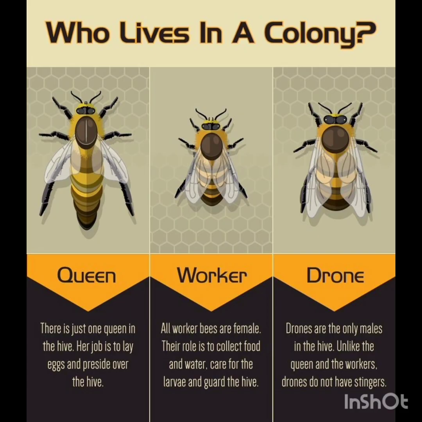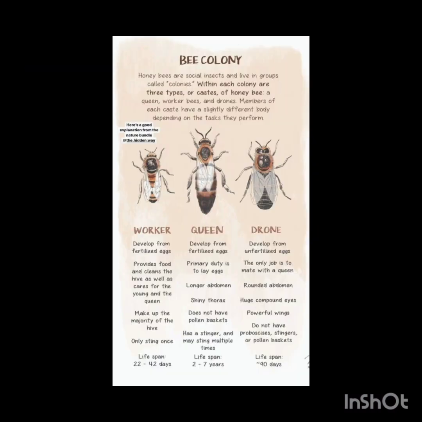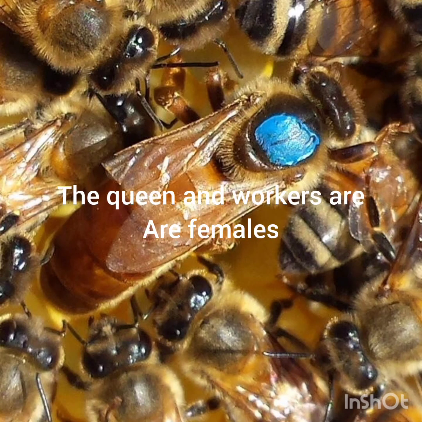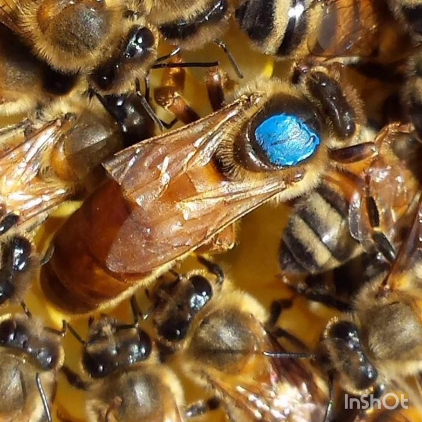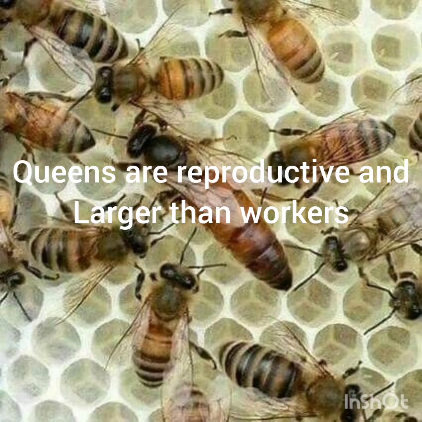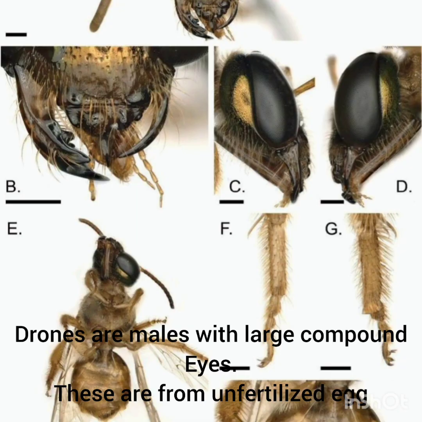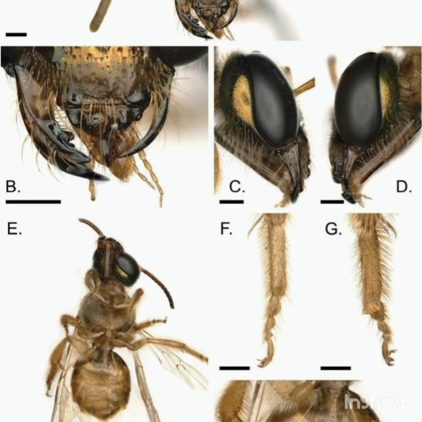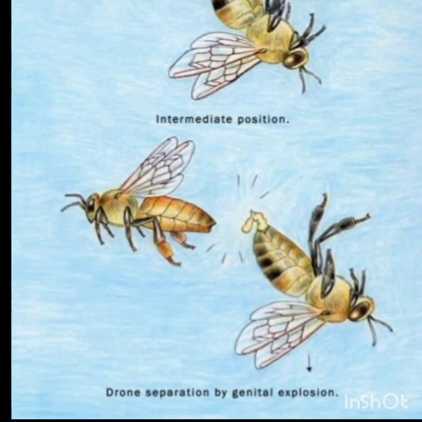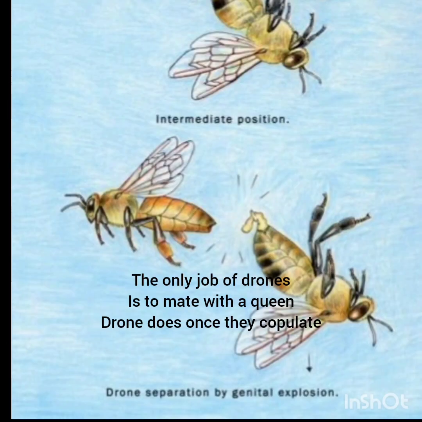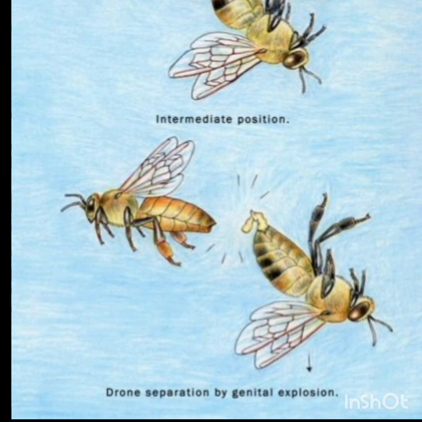Now we will discuss the bee colony. There are three types of honeybees within every hive: workers, drones, and a queen. The workers and queen are females. Queens are reproductive and are larger than the workers. The drones are male, have much larger compound eyes, and do not have stingers. Drones form from unfertilized eggs, and their only job is to mate with a queen. Drones die once they reproduce.